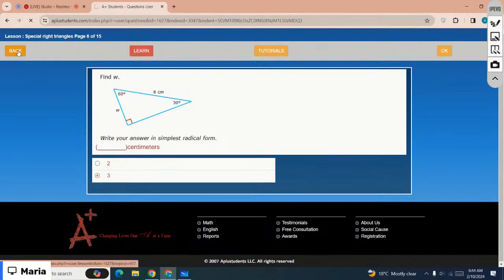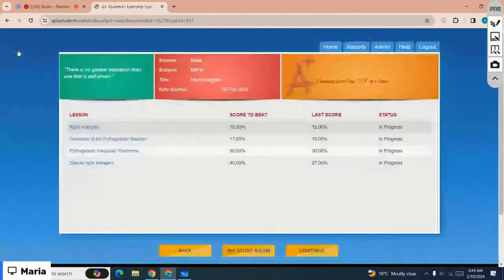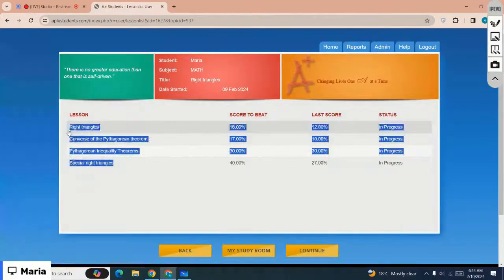So, we were working on grade 10 math. The chapter we're working on is right triangles. The lessons we have covered today are right triangles, converse of the Pythagorean theorem, Pythagorean inequality theorem, and special right triangles, right? So please make sure before the next session you complete all the practice questions for the lessons we did today. That is your homework until the next session, right?